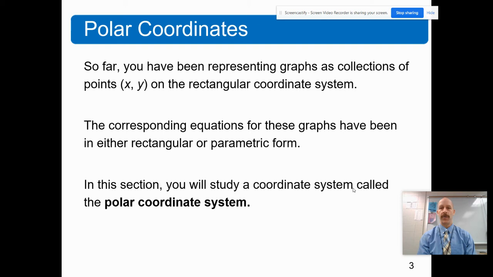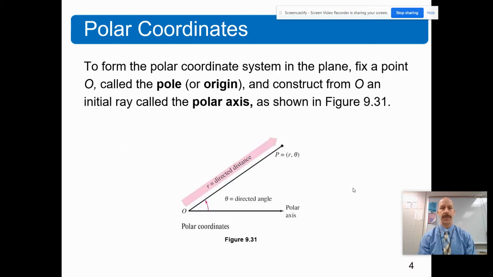So far, we've been representing our graphs as a collection of points x, y in the rectangular coordinate system. The corresponding equations for these graphs have been either rectangular or parametric form. So that's the form we've always used. Both parametric and rectangular are using rectangular coordinate systems. In this section, we are going to study coordinates called polar coordinates, which I'm sure you're familiar with from pre-calculus.